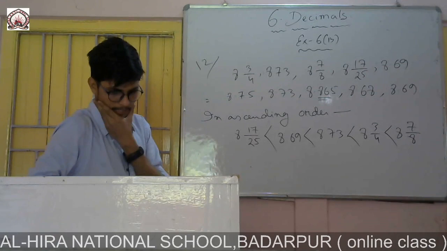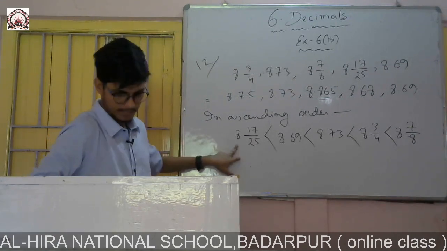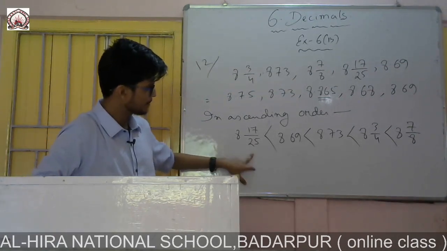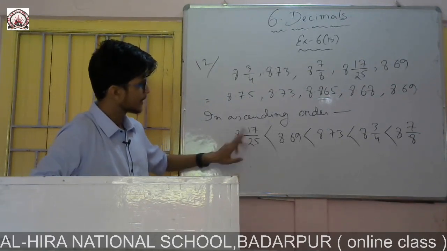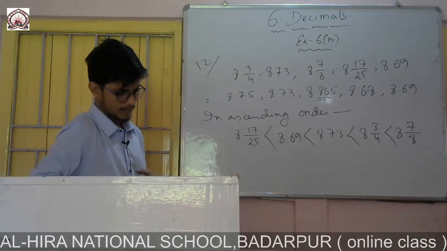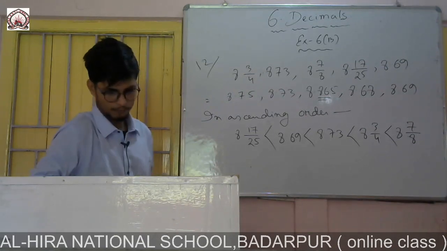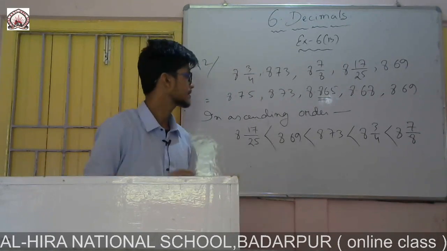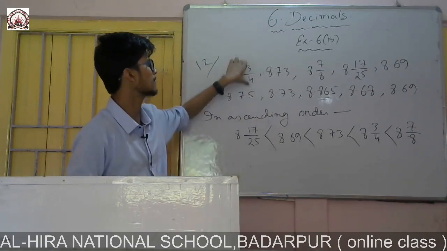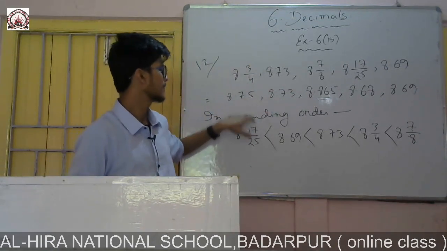So the arrangement is like this: 8 17/25, then 8.69, then 8.73, then 8 3/4, and at last 8 7/8. So these are in ascending order. If such a type of math is there, first of all you convert them into decimal and then you write the answer.